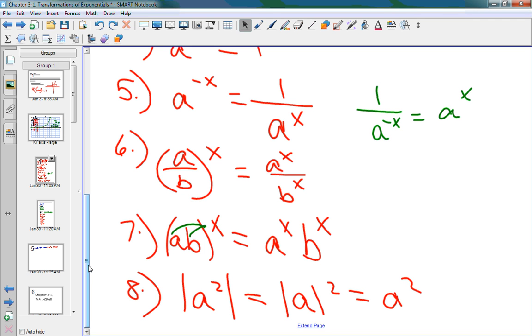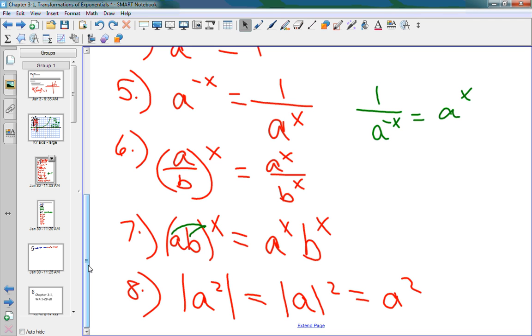Now, number 8. Number 8 is one that kind of throws you guys every once in a while, so let's talk about this. If I have the absolute value of a squared, what happens to the absolute value of any number? It's positive. What if I take any number and square it? What's the outcome? Positive. So the absolute value of a squared has to still be just a squared, right? It doesn't matter if I do the absolute value first and square it, or if I square it and then take the absolute value, because either way, the outcome is going to be a squared. Do we get that, yes or no?